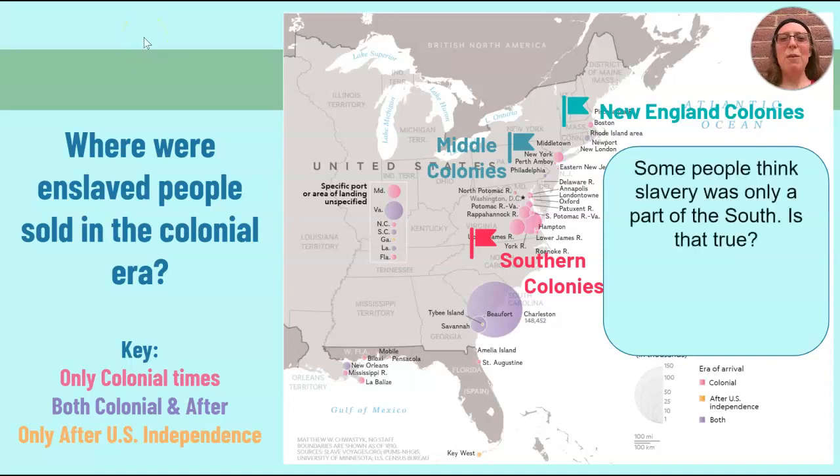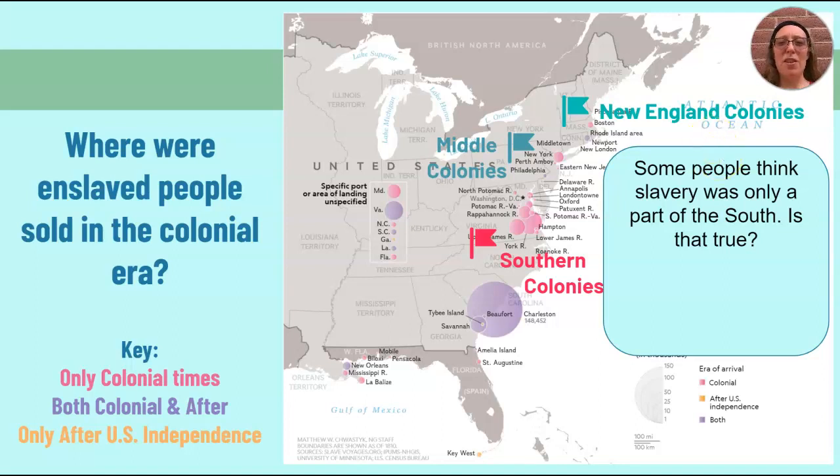Some people think slavery was only part of the South. Is that true? You should have noticed that all three regions traded in enslaved people. Now look at the size of the dots. A larger dot indicates more people were sold, and a smaller dot means fewer people were sold. Which region had the smallest number of people sold as slaves?